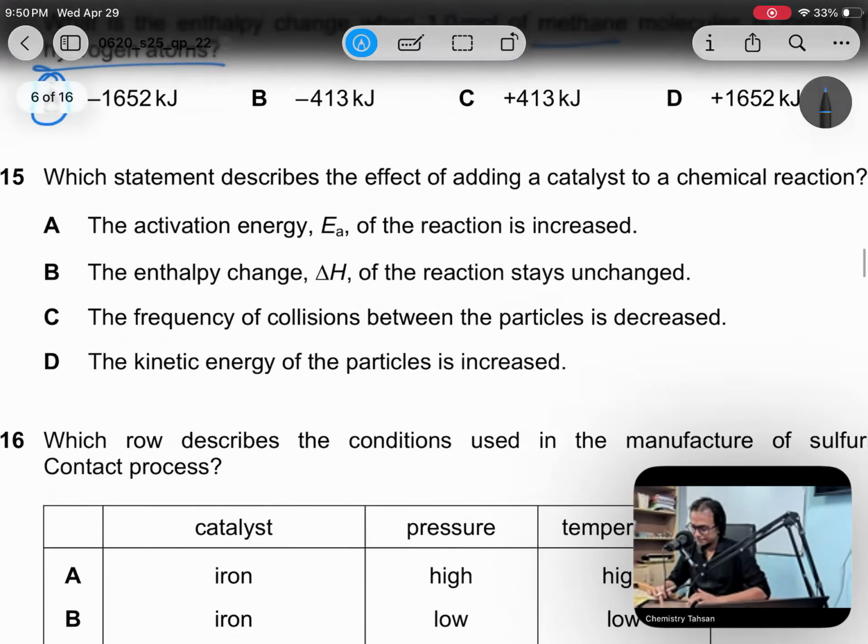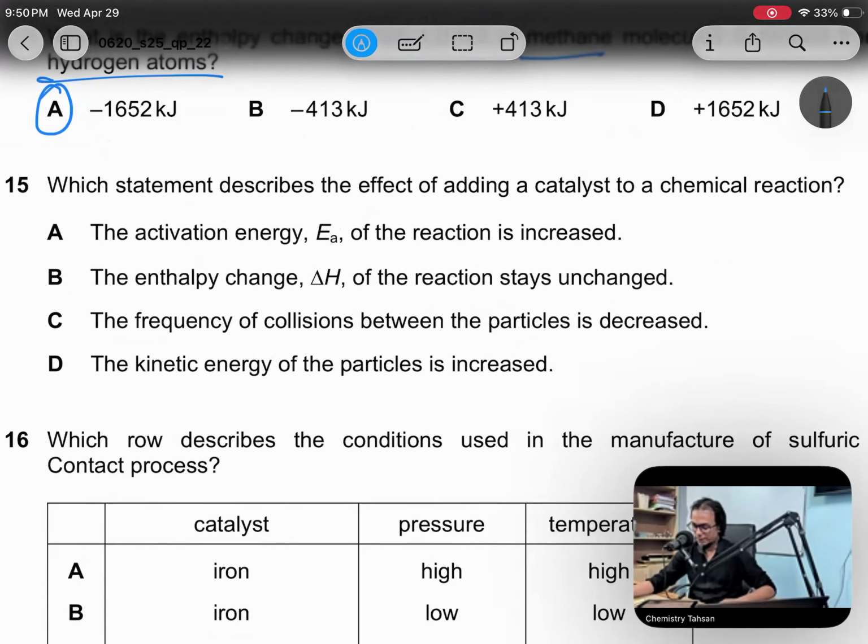So number 15. Which statement describes the effect of adding a catalyst to a chemical reaction? If we add a catalyst, the rate of reaction increases. The activation energy of the reaction increases. No, it decreases. So this is incorrect. The enthalpy change of the reaction stays unchanged. Yes, this is true because catalyst cannot change the enthalpy of a reaction. So the reactant and product will remain the same in their position. So the enthalpy stays unchanged. That should be the only correct answer.